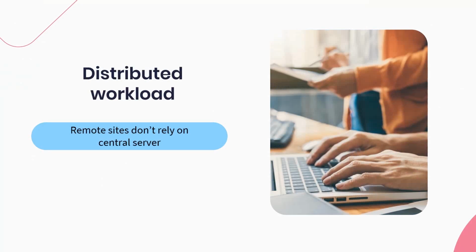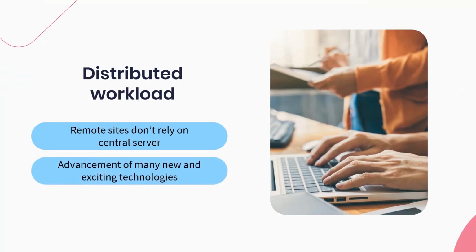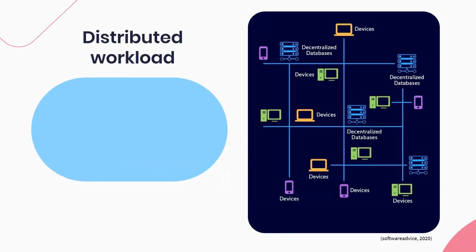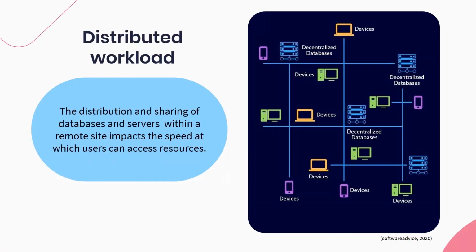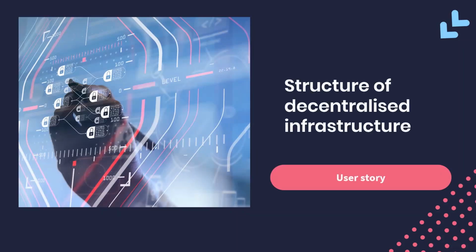The distributed workload approach has given rise to a lot of advancement in new and exciting technologies, such as edge computing and Internet of Things devices. This diagram illustrates the distribution of sharing of databases and servers within a remote site. Because users in a remote site have their dedicated resources, clearly this impacts the speed at which they can access them. Just as we used a user story to illustrate the structure of a centralized network, let's explore a similar user story to better understand decentralized infrastructure.